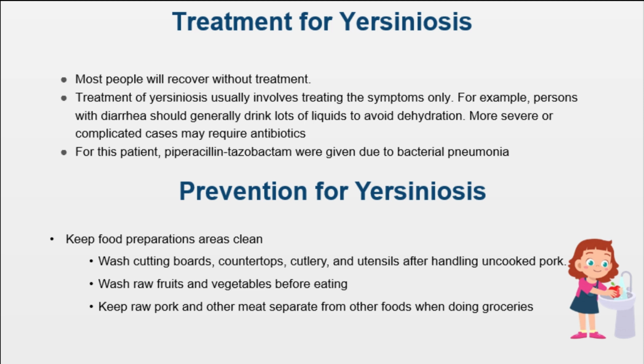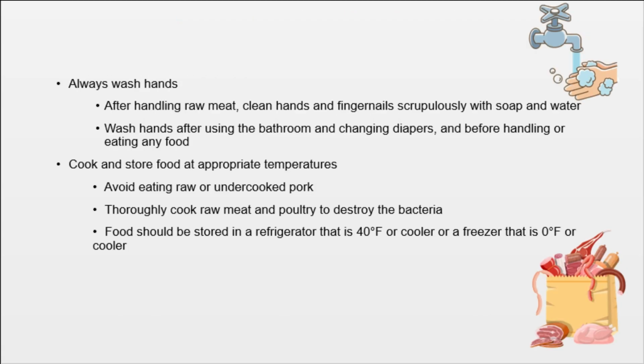For the preventions, always keep food preparation areas clean and always wash cutting boards, countertops, cutlery and utensils after handling uncooked pork. Raw fruits and vegetables also must be washed before eating. Plus, raw pork and other meat must be kept separately from other foods when doing groceries. Apart from that, always wash hands and cleanse hands scrupulously with soap and water.